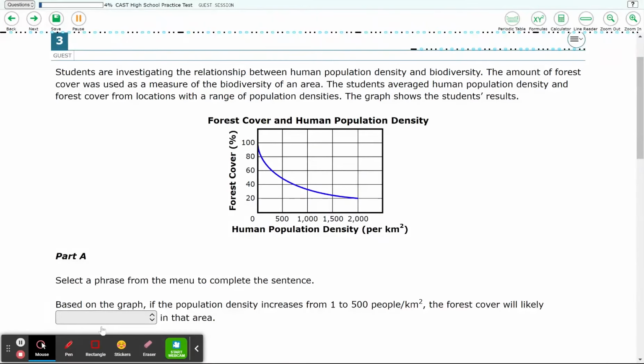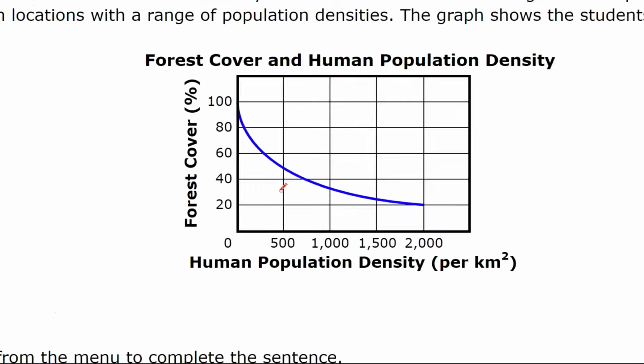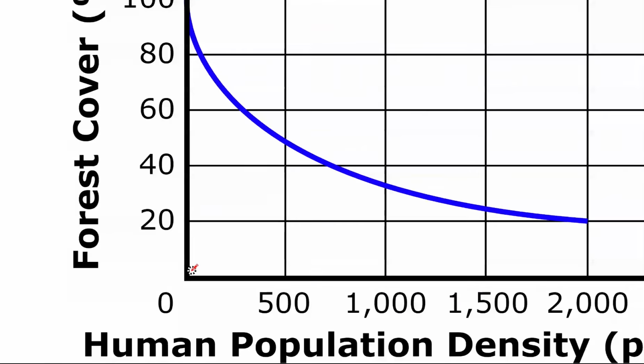There we go. So if we zoom in here, we're changing from 1, which is essentially 0, to 500 people. So that means we're dealing with this point on the graph and essentially this point. We can see that the forest cover when we have 1 person is just under 100. Maybe it's supposed to be at 100. It's a little bit unclear with the thickness of the lines here.